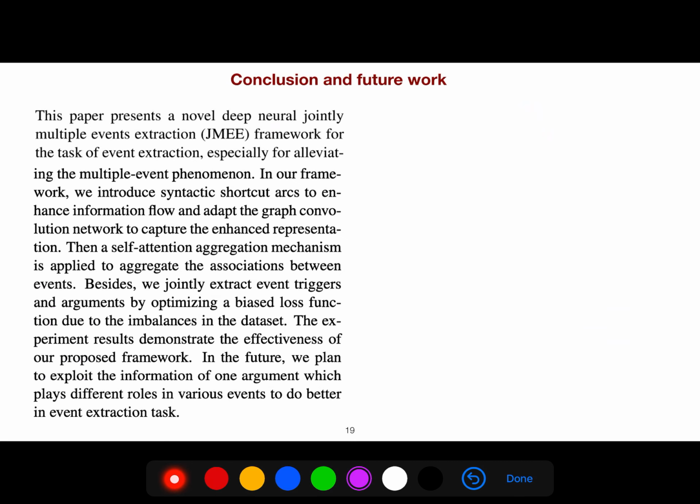So they introduced syntactic shortcut arcs to enhance information flow and adapt the graph convolutional network to capture the enhanced representation. Then a self-attention aggregation mechanism is applied to aggregate the associations between events. Besides, we jointly extract event triggers and arguments by optimizing a biased loss function due to imbalances in the dataset.